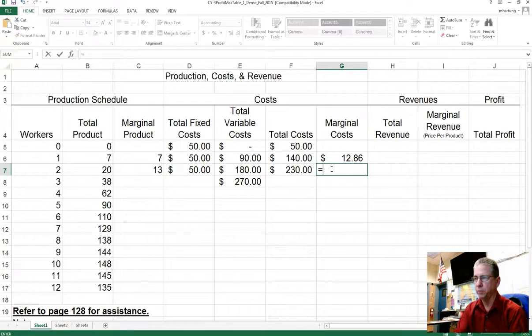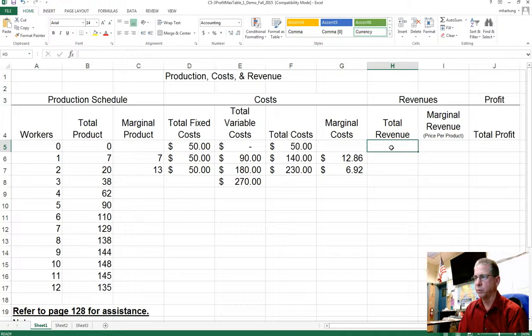Let's do it again. Now, some of you will be tempted to click here. Don't do that. That's total variable cost. We want the increase in variable cost. So, equals, it's going to be that $90 again, divided by marginal product for worker 2 is 13, $6.92. And so go ahead and do that for all of those rows.